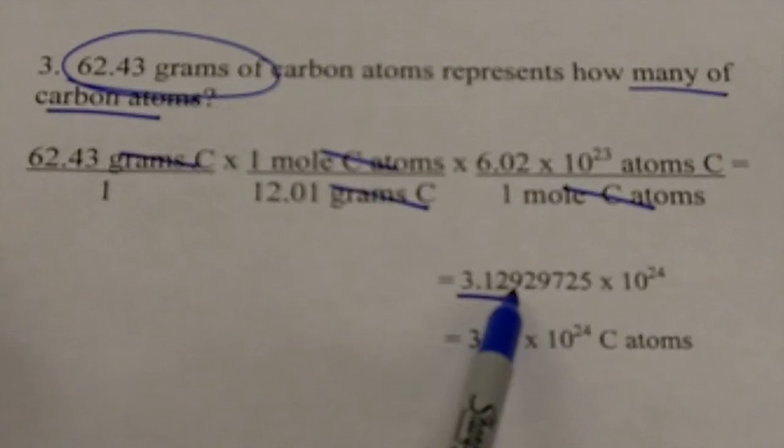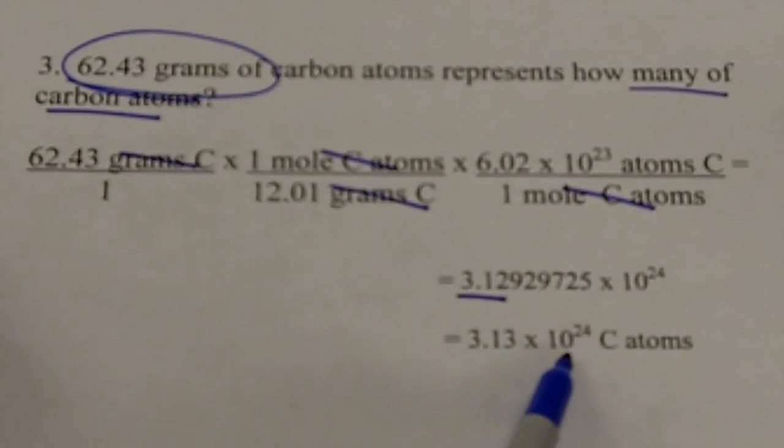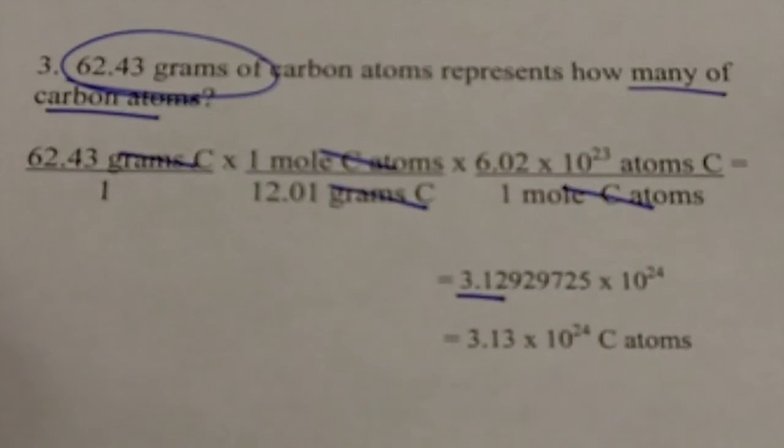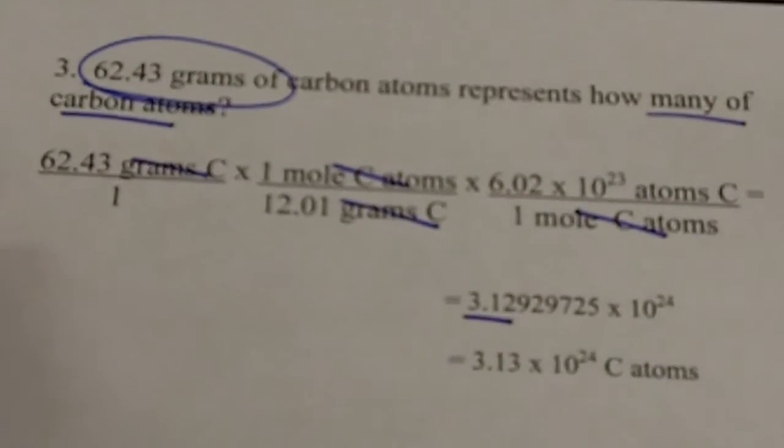3.129, the 9 is big enough, it's 5 or bigger, to kick that 2 up to a 3. So my final answer becomes 3.13, don't forget this part, times 10 to the 24th carbon atoms, and I'm done. 3.13 times 10 to the 24th carbon atoms represents 62.43 grams of carbon atoms. And I'm done. All right, let's go to the next one.